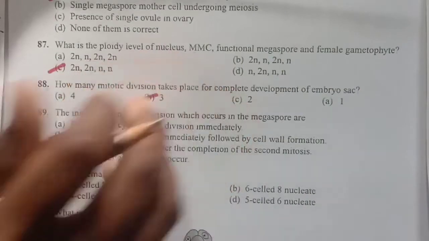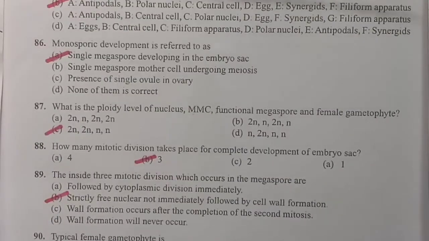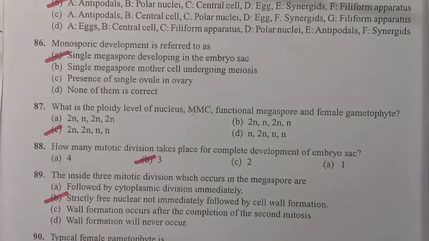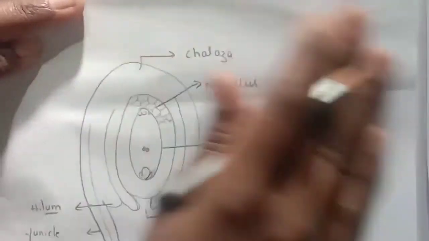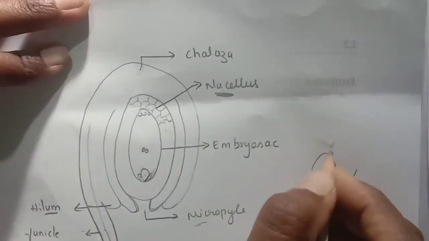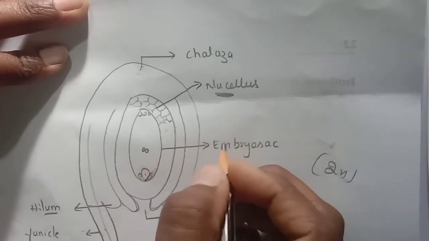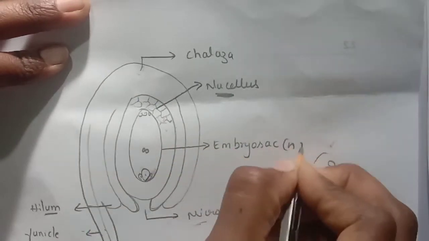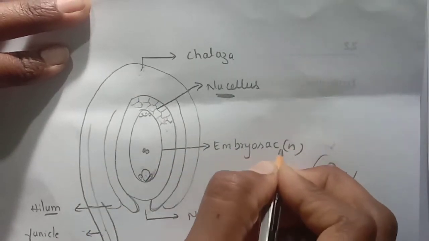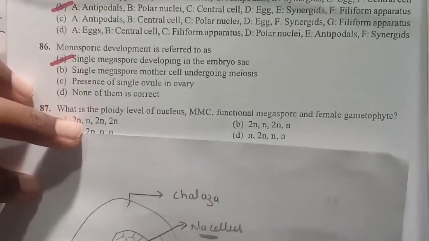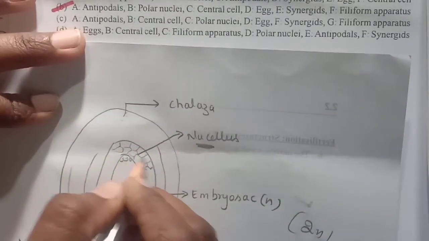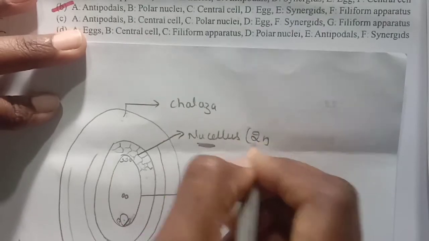So here, when we take the diagram, see in the structure of ovule, here the ovule is usually diploid in nature, and in this diploid megasporangium or ovule, this embryo sac is only haploid. So other than embryo sac, all the remaining are said to be diploid. Here the question asking is, what is the ploidy level of nucellus? So nucellus is present around the embryo sac, that's why it is diploid.